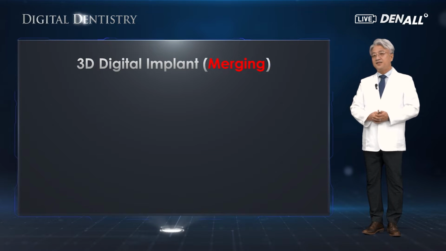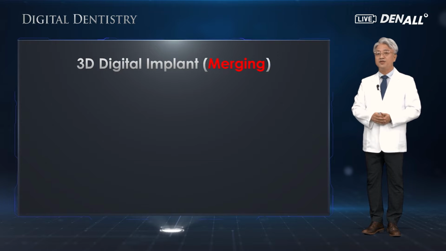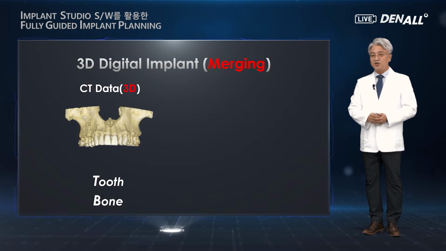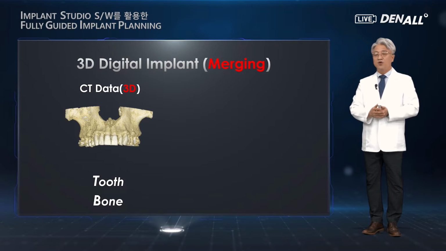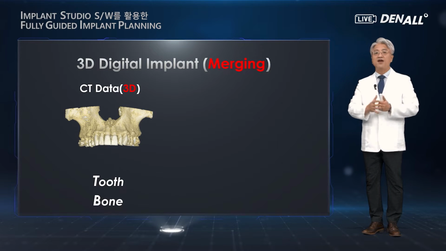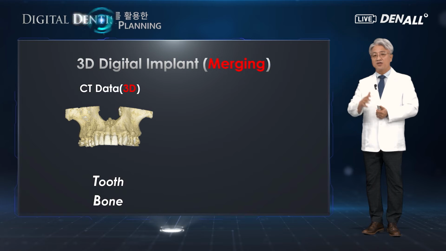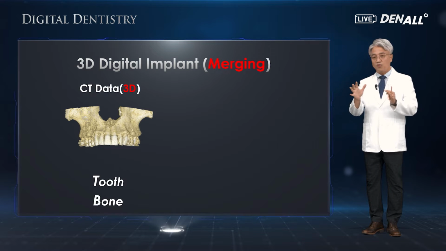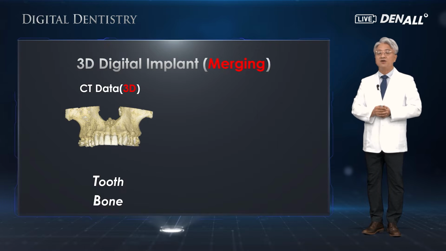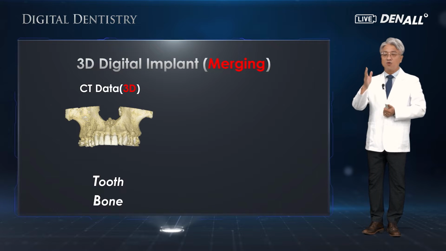For 3D digital implant and full guided implant, merging technology is the key. So let's review merging. 3D data is utilized: head, mouth, and skull of a patient. All the soft tissue and hard tissue data are merged together. Tooth and bone.